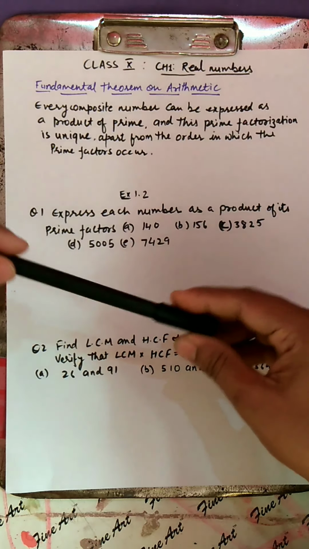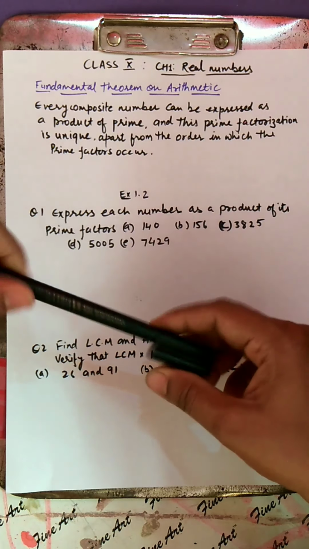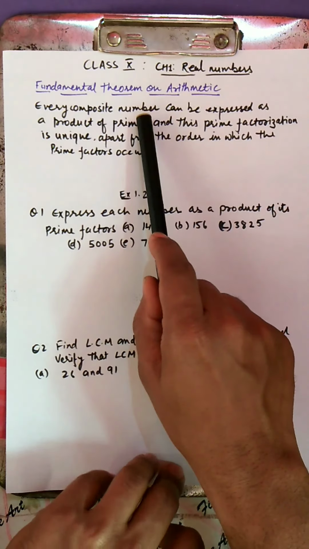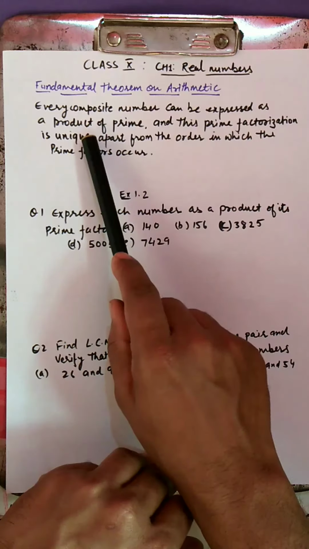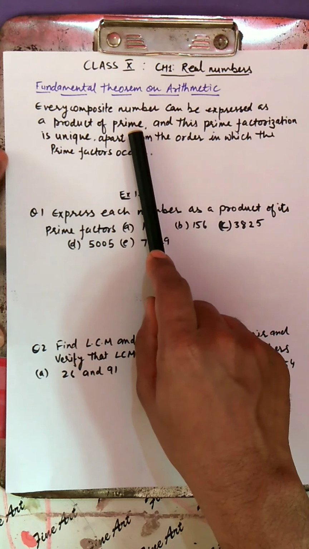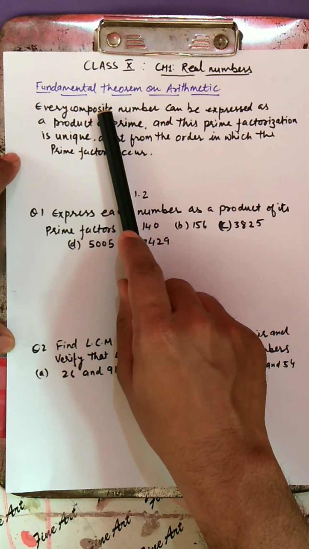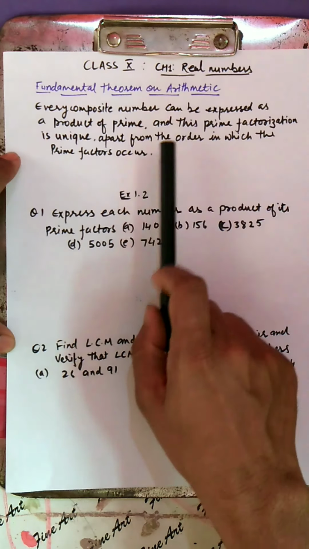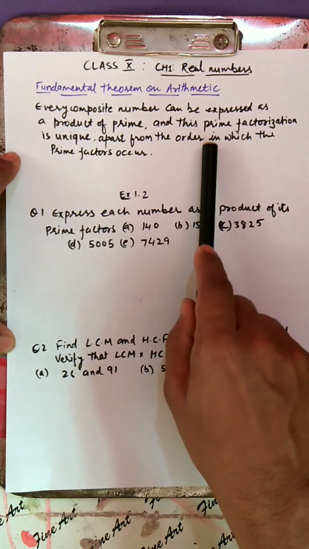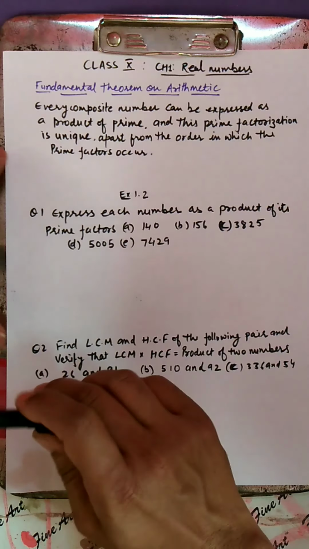Today we are going to learn the Fundamental Theorem of Arithmetic. The statement is: every composite number can be expressed as a product of primes. Prime means prime number, and composite numbers are those numbers which have factors other than 1 and itself. And this prime factorization is unique apart from the order in which the prime factors occur.